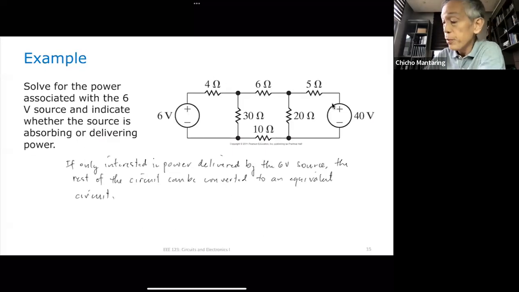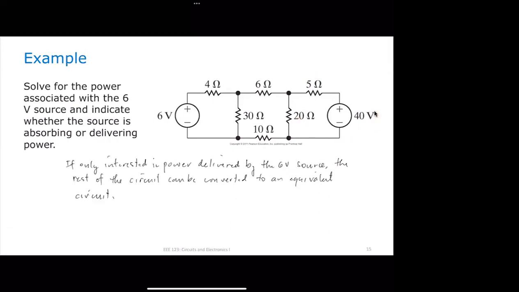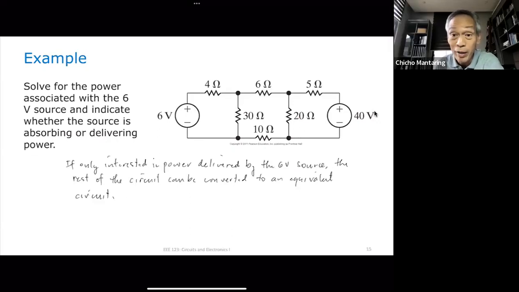So what I do, I start from the right, no? I start from the right and work my way toward the left. What can I do with the 40-volt source and the 5-ohm source? What can I do with that? Anyone? Did I lose people? Anong pwede kong gawin dito sa dalawang to? Convert. Yes, I can convert it to a current source.